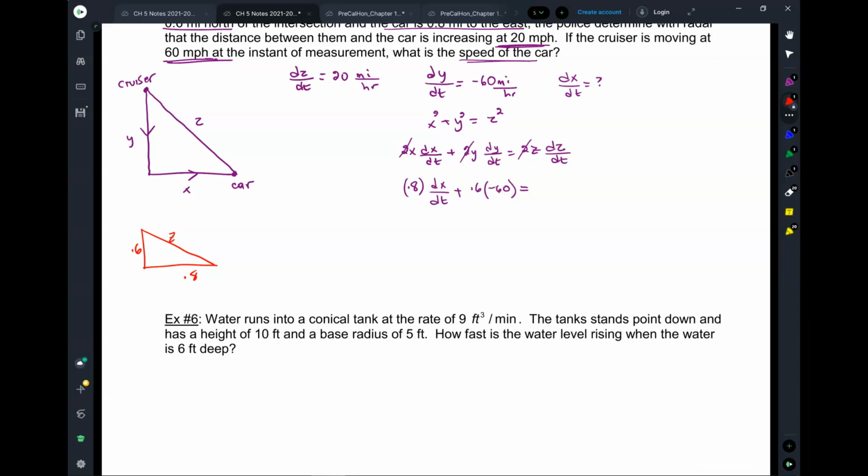Pythagorean Theorem, right? 0.6 squared plus 0.8 squared is equal to z squared. Z is 1. You can either do it and then recognize that's like a 6, 8, 10 triangle, like a 3, 4, 5. So z is 1 times, what was dz/dt? 20. So now dx/dt, I don't know how much it is, 70 miles an hour.